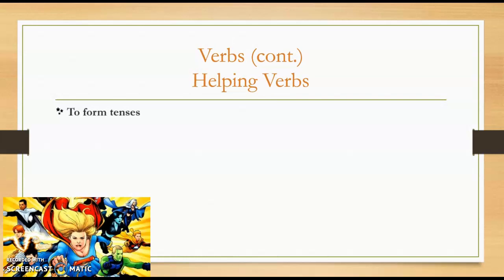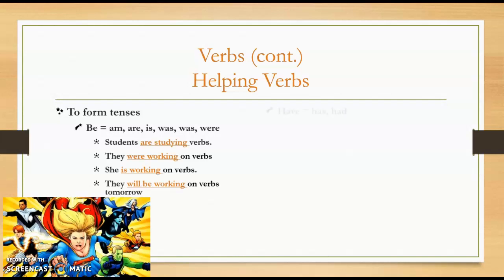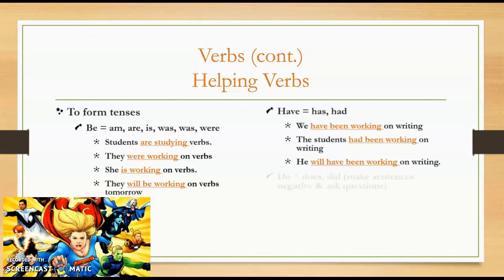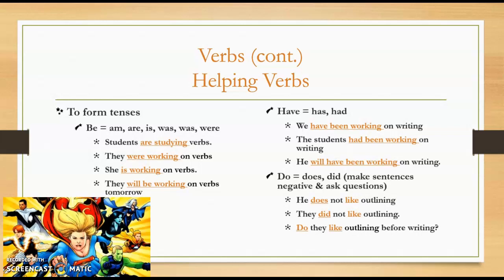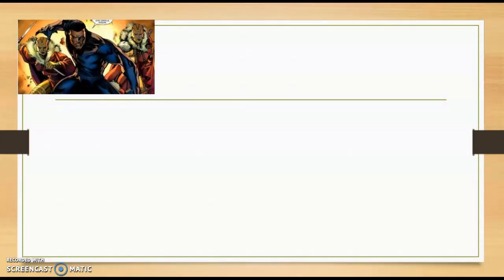They help form tenses, which are a time frame. The three most common are be, have, and do. If everybody could learn that the verb be is actually am, are, is, was, and were, they help form tenses. Have also helps form tenses, and do makes sentences negative or asks questions. We use do. Okay? So these are our helping verbs to form tenses.